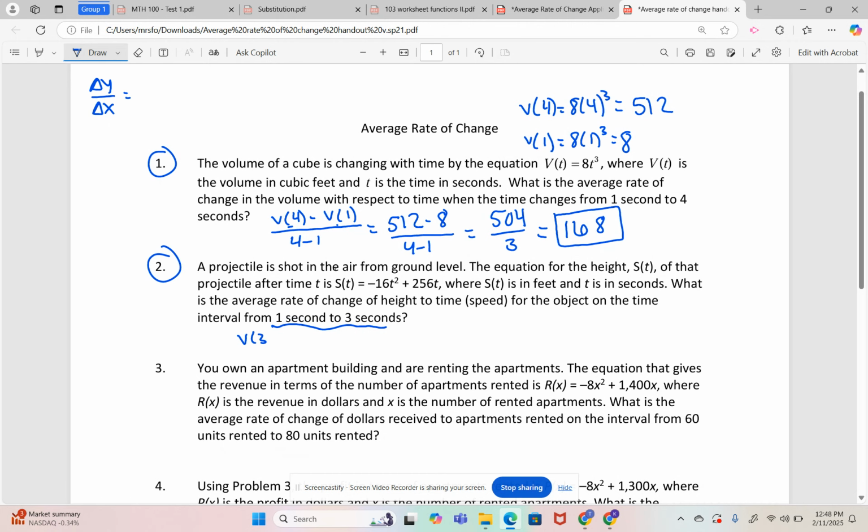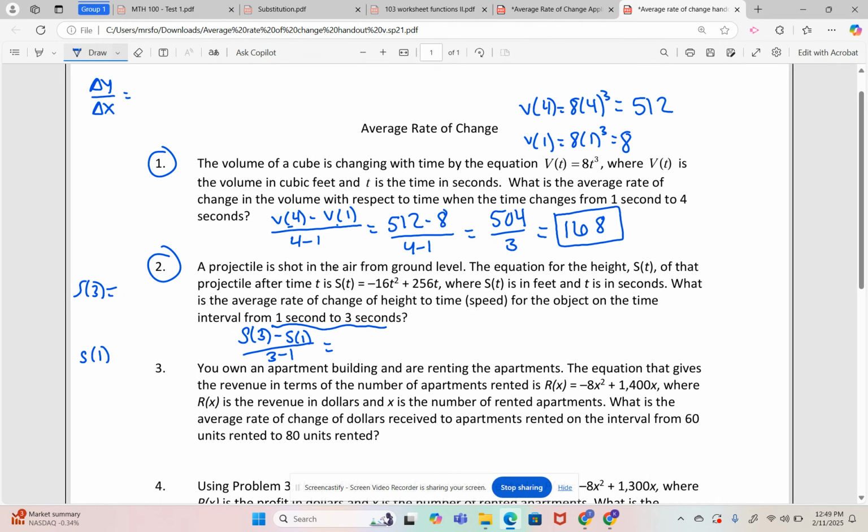So we're going to say, oh, this is S. So we're going to say S of 3 minus S of 1 divided by 3 minus 1. So now I need to find, well, what is S of 3 and what is S of 1?